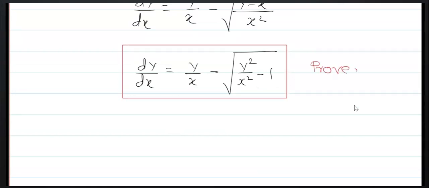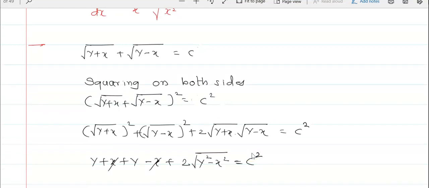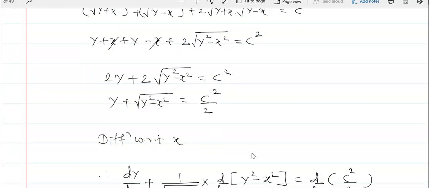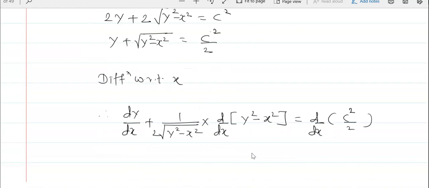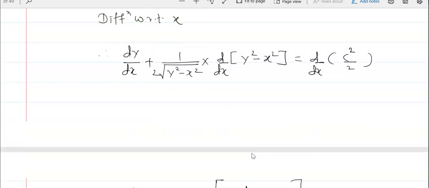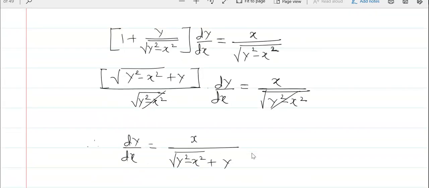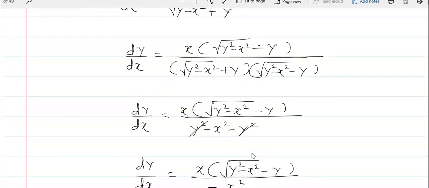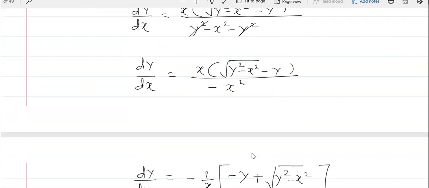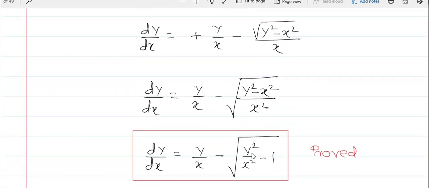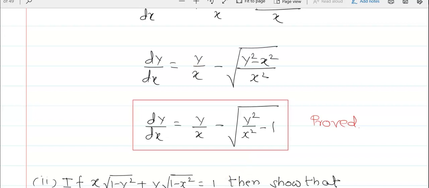Now the next example. Now also you can write from here, squaring. This is what you can write too. Now the next problem.